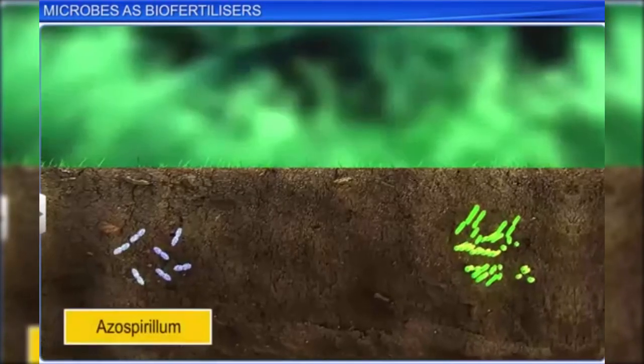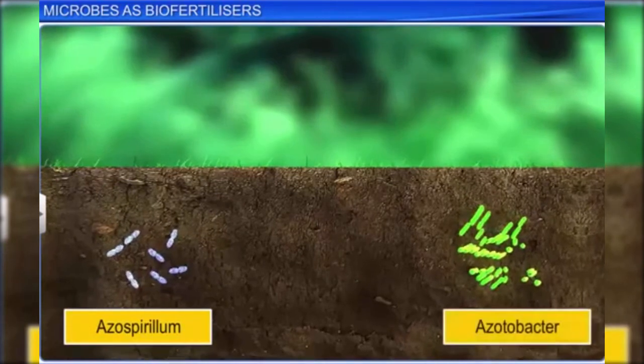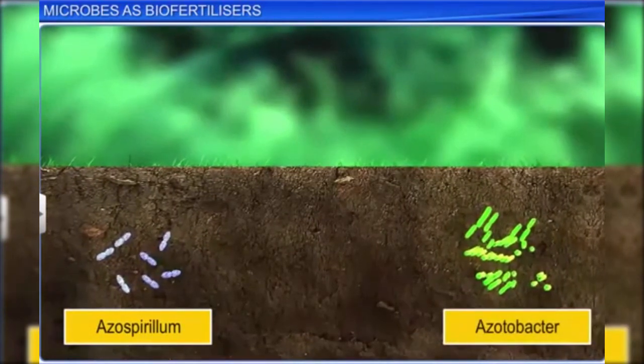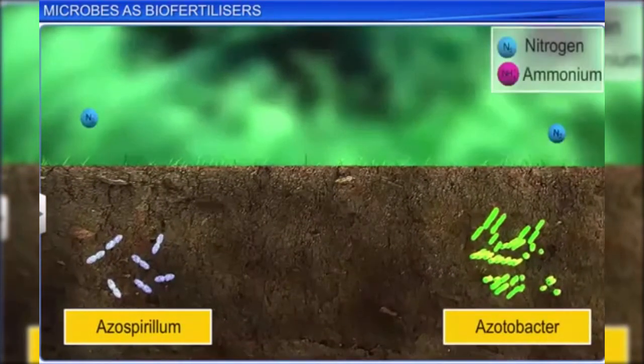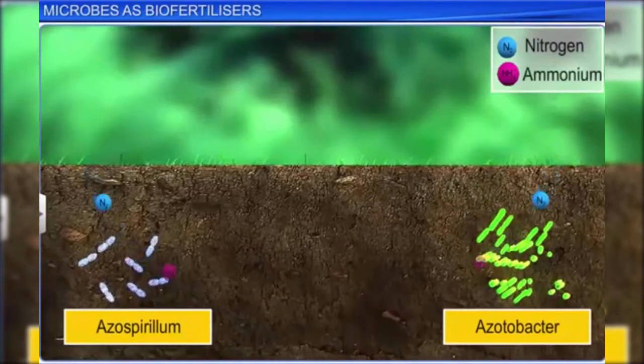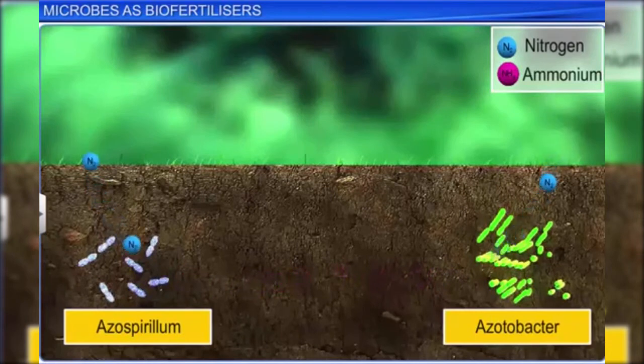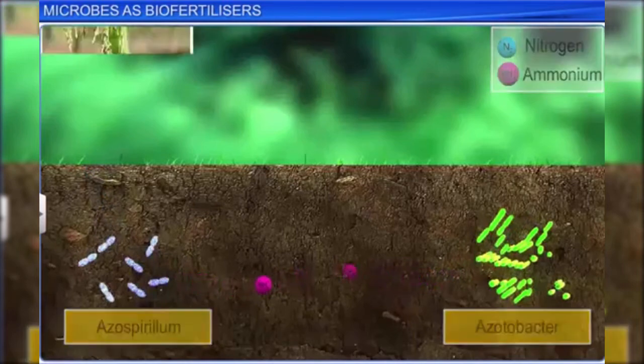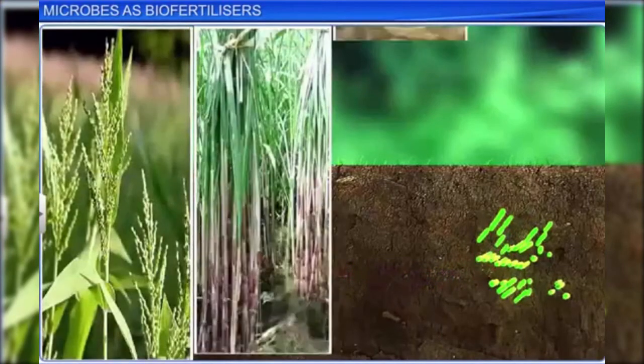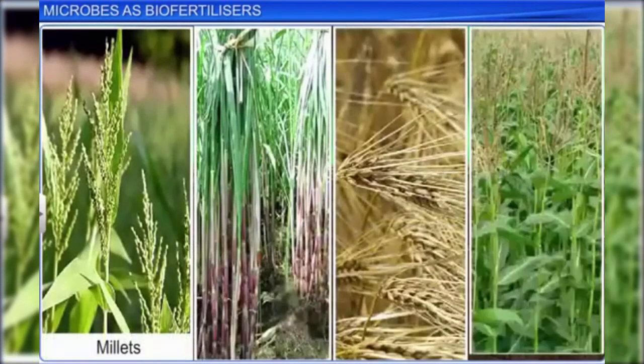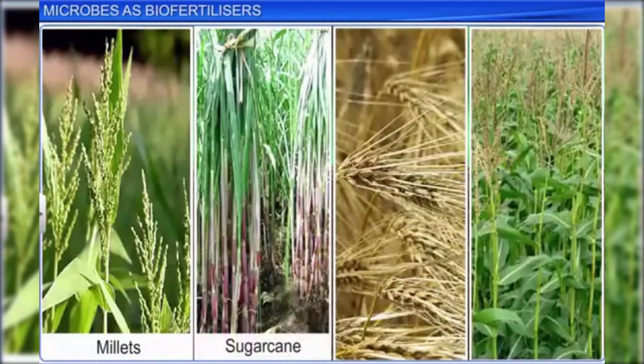Azospirillum and Azotobacter, on the other hand, are free-living nitrogen-fixing bacteria that live in soil and convert atmospheric nitrogen into easily absorbable forms such as ammonia. They are usually used for crops such as millets, sugarcane, wheat, and maize.